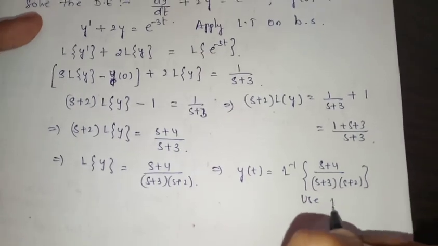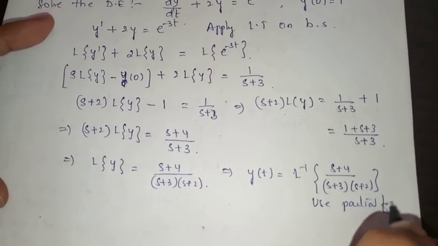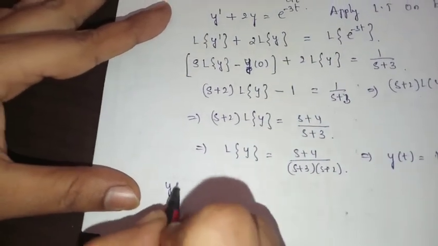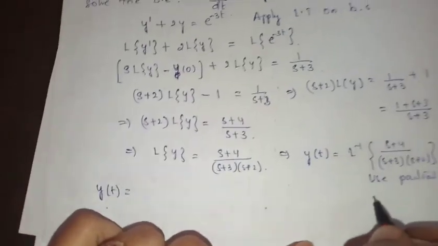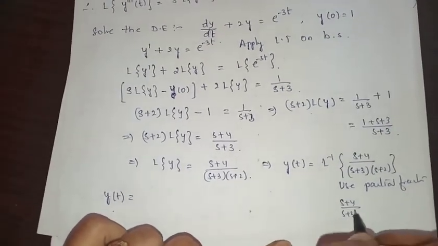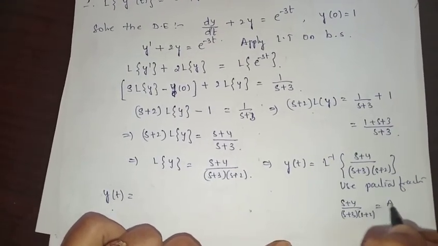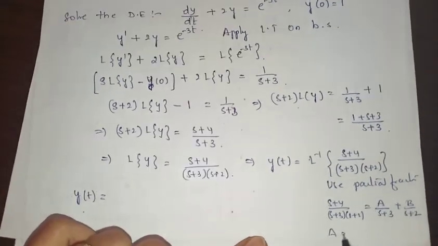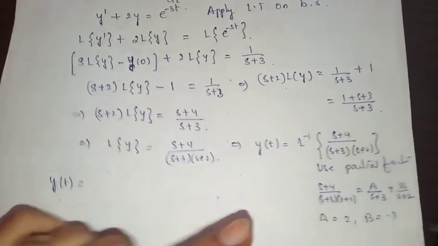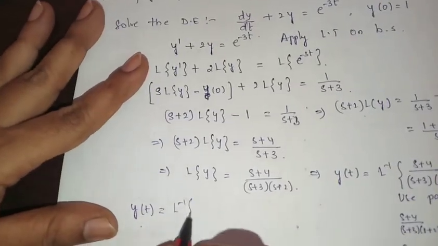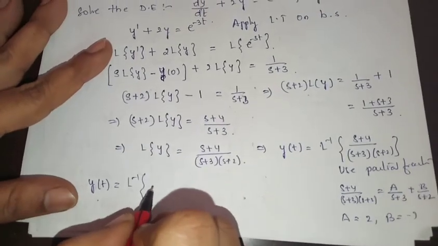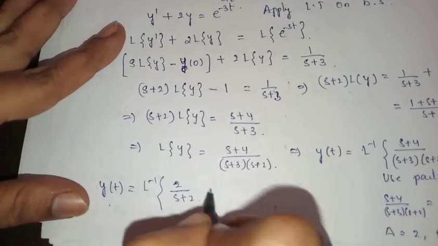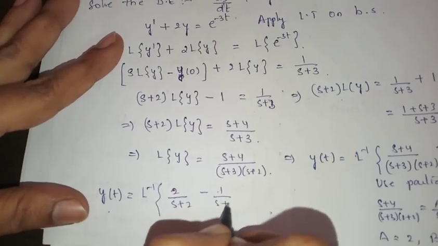Use partial fractions. So you get y of t, where s plus 4 by s plus 3 into s plus 2 will be equal to a by s plus 3 plus b by s plus 2. Solving, you get the values of a as 2 and b as minus 1. So your y of t will be Laplace inverse of 2 by s plus 2 minus 1 by s plus 3.